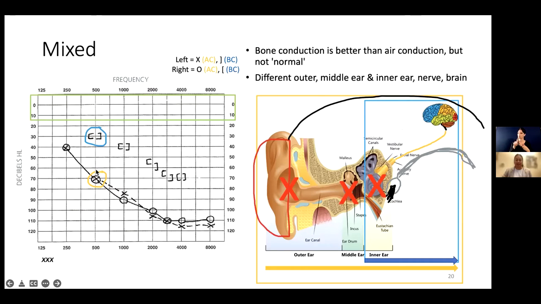So in this case, this child's bone conduction thresholds in the left and the right ear are at 30 decibels, whereas their air conduction thresholds in the left and right ear are at 70 decibels. That's how loud they needed sound to be in order to hear it.